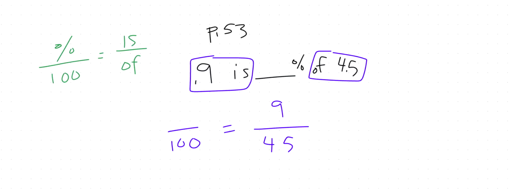Okay, the relationship of 9 out of 45 is the same as a relationship of something out of 100. What would you expect it to be? Before we do this, can you estimate? 45 is almost 50, right? This is almost half of 100. So this number might be 18, and we would expect it to be a little bit higher than 18. So is it 19? That would be my guess. So let's find out. Whatever numbers we have on the diagonal, we multiply those, and then we divide by the other number.